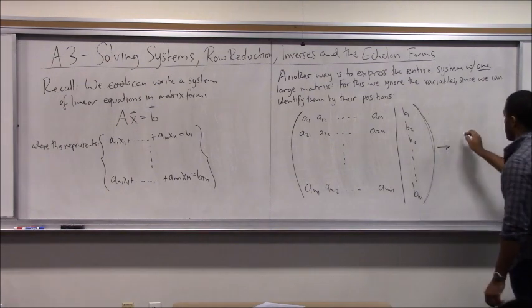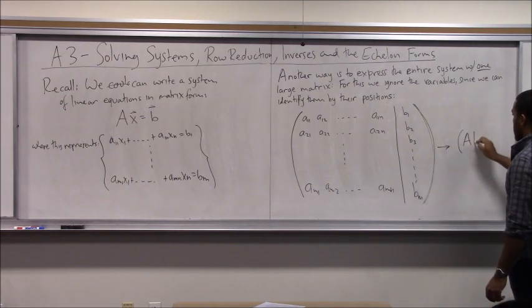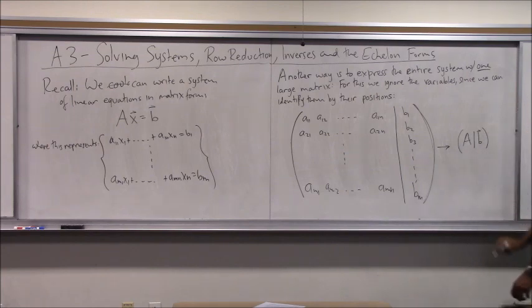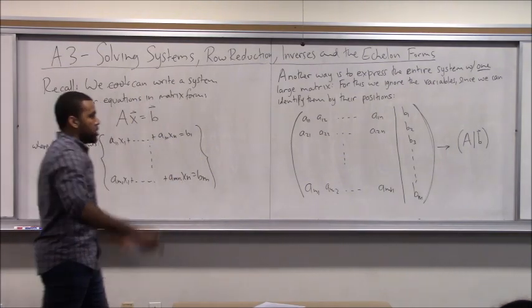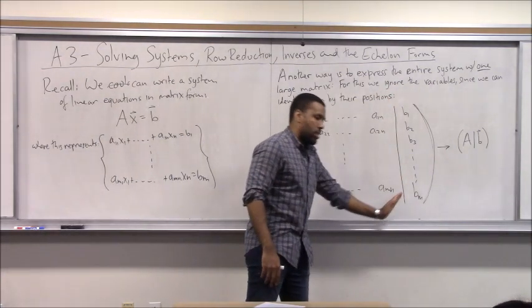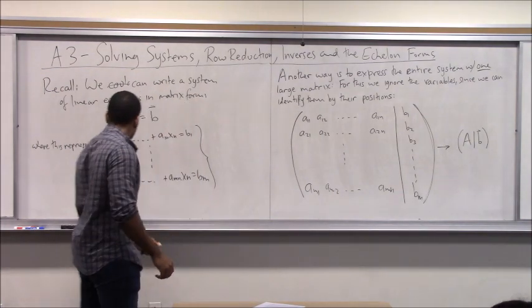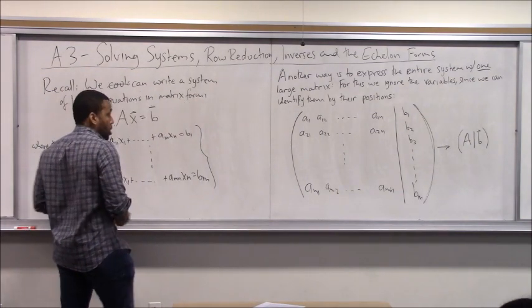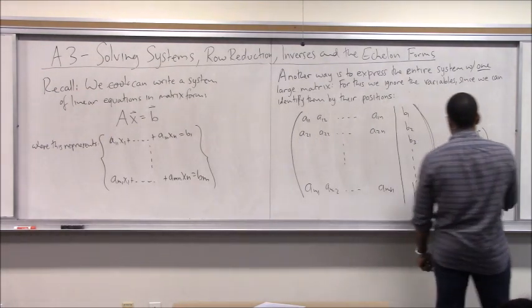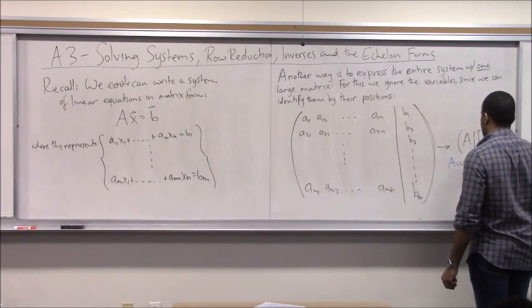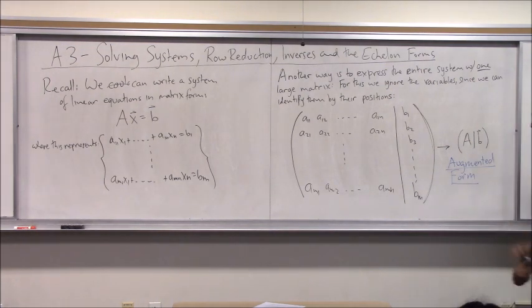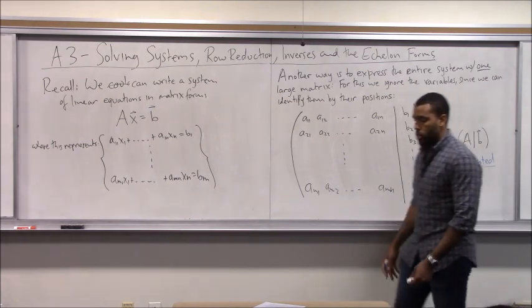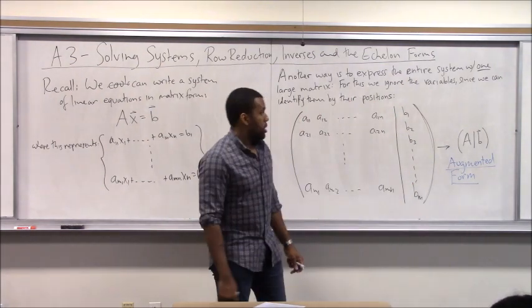So pretty much you represent the system in this form: A with a bar, and you put B beside it. So you just replace this list of equations with one big matrix, where in your head there's a divider that's dividing where the equal sign is. And this, by the way, is called the augmented form of the system. This is called the augmented form. Okay, so you can have an equation form, you can have a matrix form, and you can have what we call an augmented form.